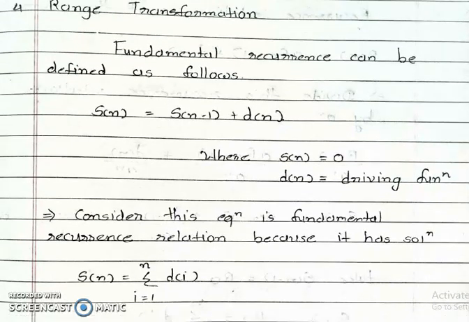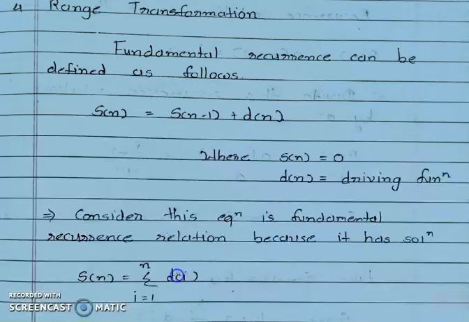Fourth one is the range transformation. A fundamental recurrence can be defined as follows. This equation is defined as the fundamental recurrence: S of n equal to S of n minus 1 plus d of n. Here we take S of 0 equal to 0, and d of n is a driving function. We consider this equation a fundamental recurrence relation because it has a solution: S of n equal to sigma i equal to 1 to n d of i.